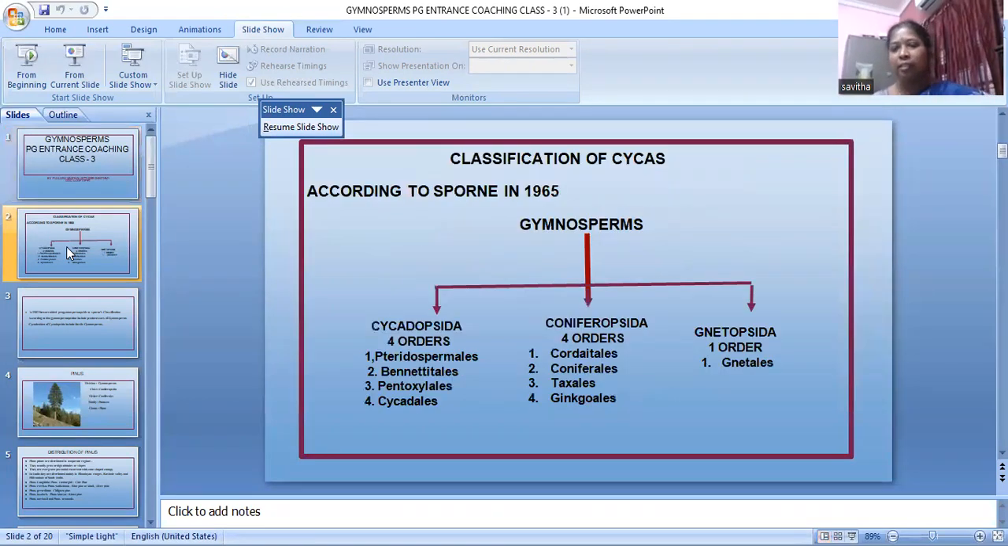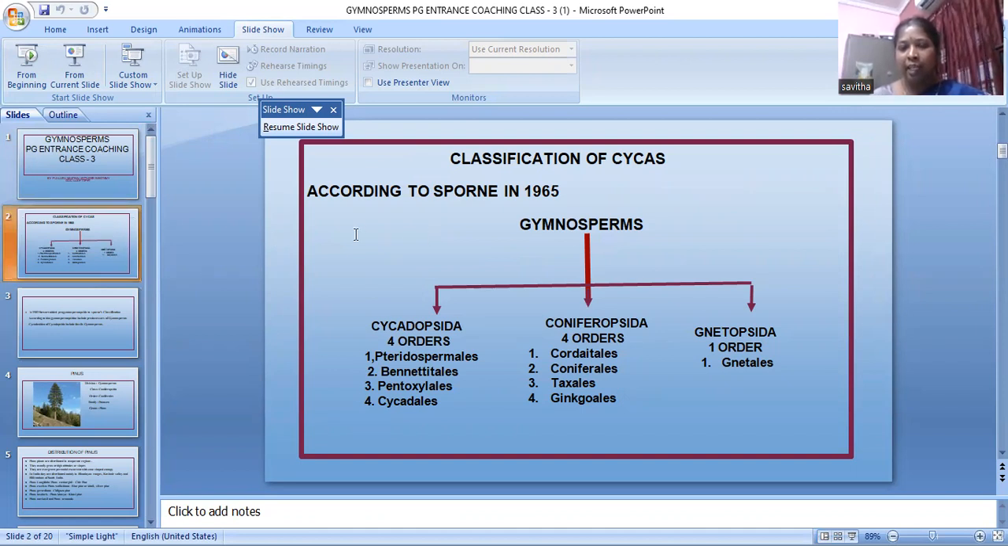So today this is my third class regarding gymnosperms. We have dealt with the general characters of gymnosperms in our previous classes. Today I am going to deal with the classification of gymnosperms and also the type study Pinus, the life cycle of Pinus.